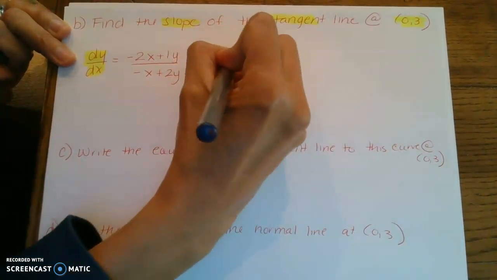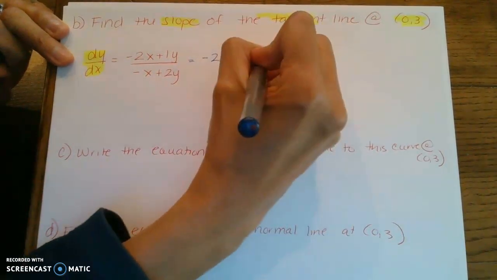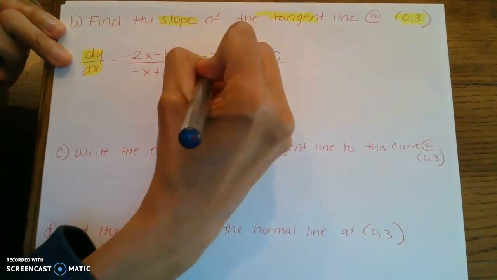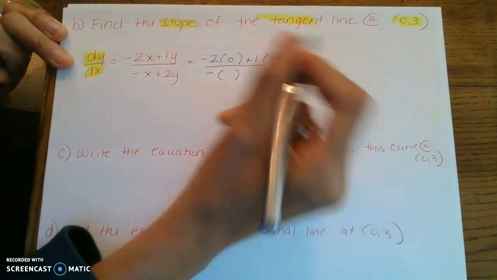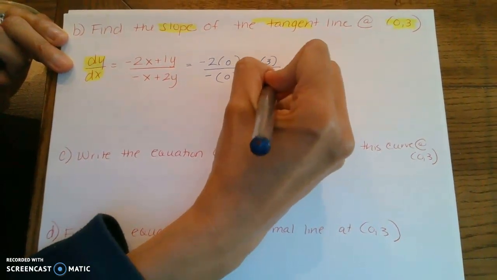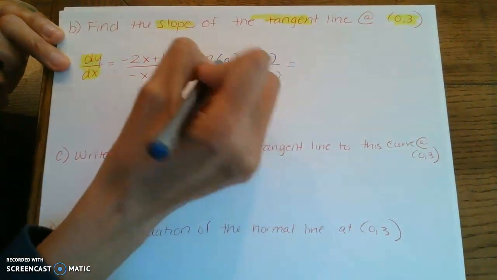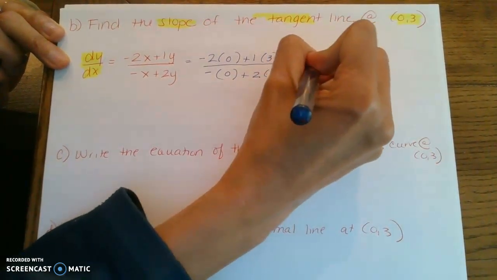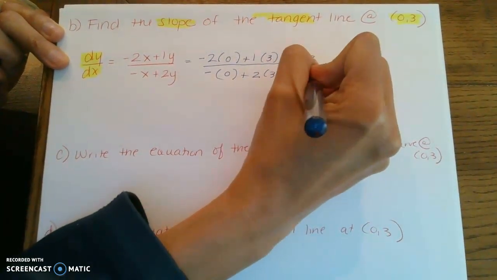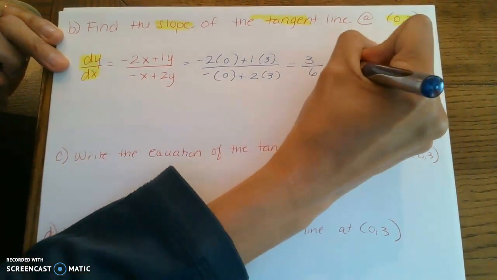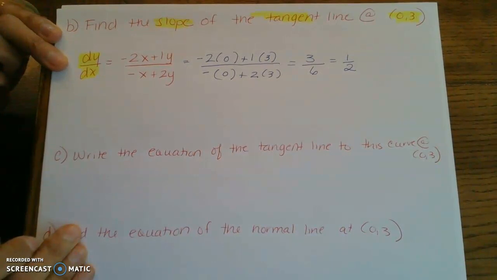Negative 2 times 0 plus 1 times 3 over negative parentheses, wherever I see that x, I'm putting a 0, plus 2 times y is 3. And so when I get that, this just cancels out, and that turns into 0, and this is just 3 in the numerator and 6 in the denominator, because negative times 0 is just 0. And then my answer is 1/2 for the slope.